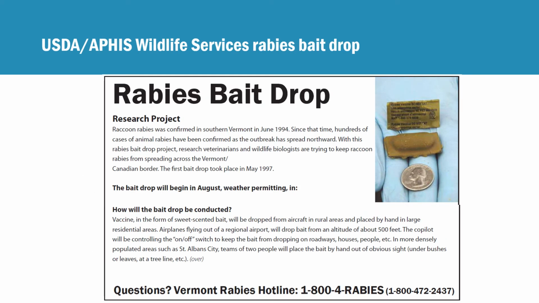One example of surveillance testing is the Enhanced Rabies Surveillance Program coordinated by USDA Wildlife Services, which I've already mentioned. This is done to tell if wildlife vaccination efforts via the rabies bait drop are effective in preventing rabies in wildlife.